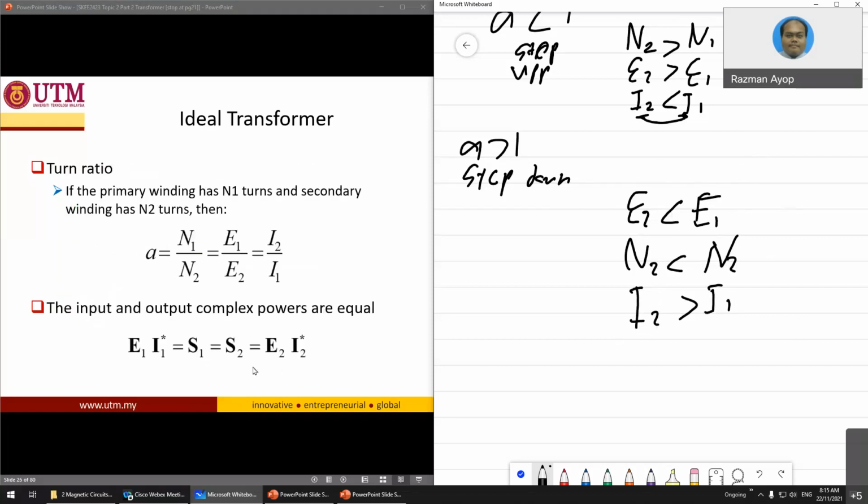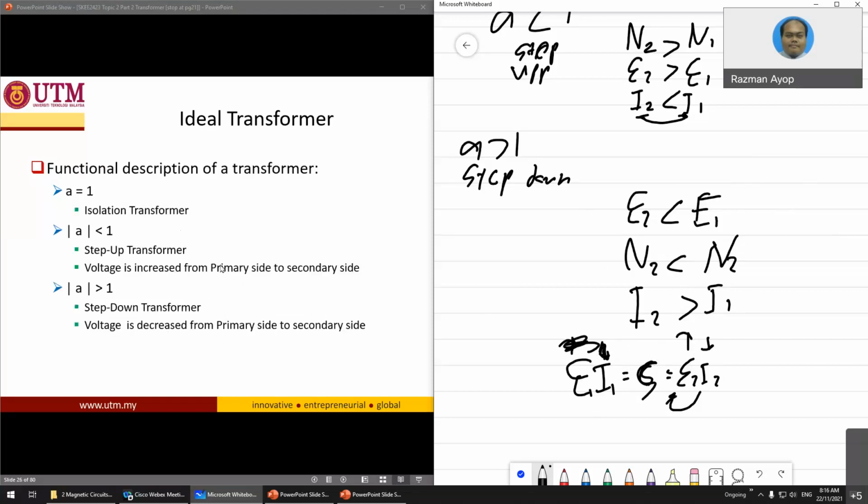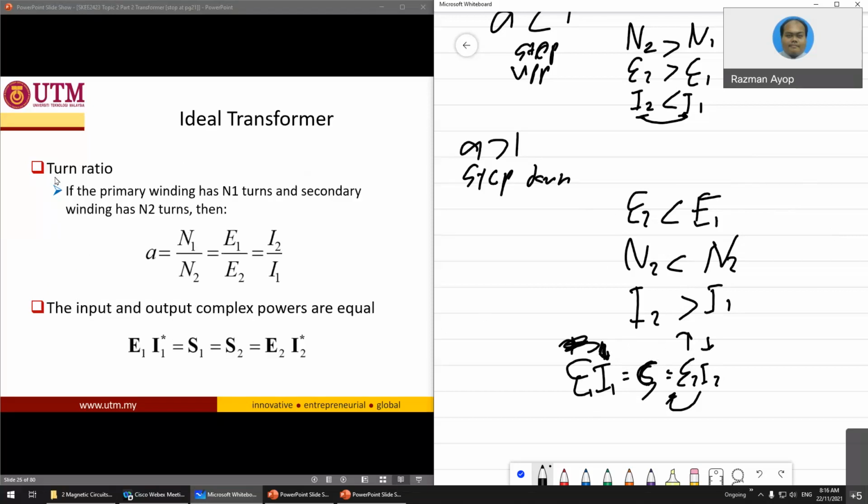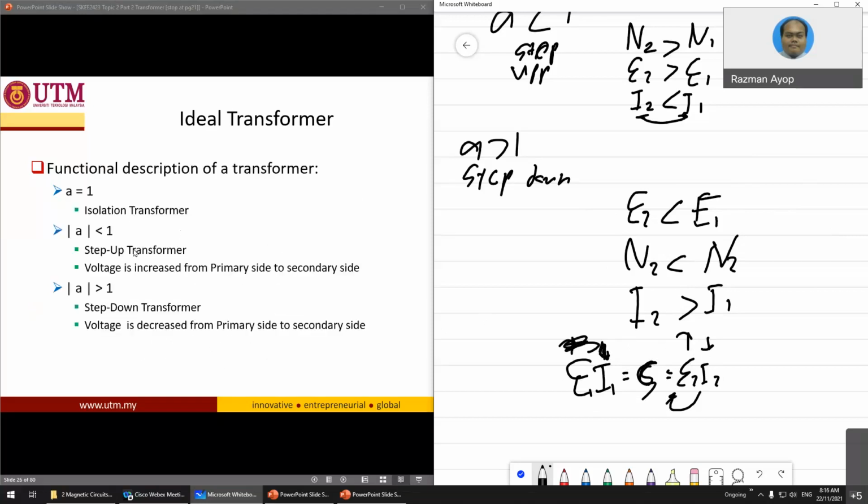If you recall, S equals E1 I1 equals E2 I2. Because S is kept constant, if you increase E, you reduce I to make sure that S is kept constant. Make sure you know that relationship. So this is the relationship between the turn ratio and the type of transformer.